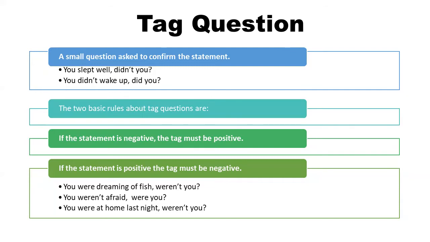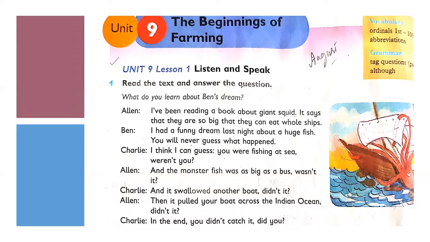Now, open your books at page number 46 and read the dialogue, The Beginning of Farming. The dialogue is between Ellen, Ben and Charlie. After reading the dialogue, underline the examples of tag questions in the dialogue. We will move to our next section, that is at page number 47.